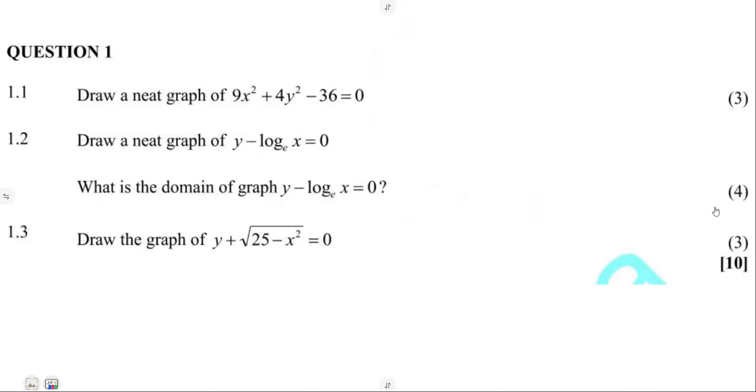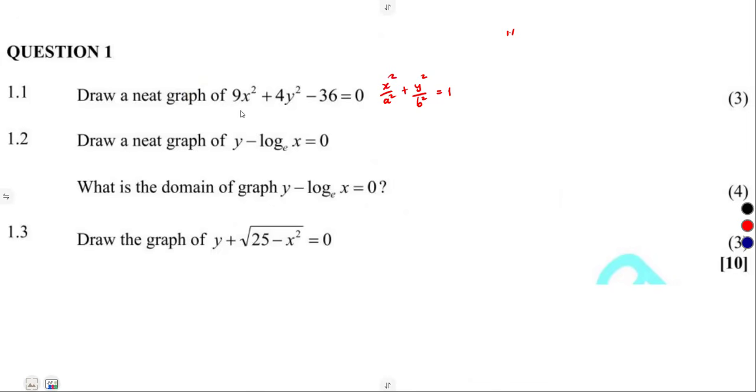Question number one. We are given question 1.1: draw a neat graph. All right, so from here we can see that this is an ellipse that we are given here, as these coefficients are different. So that is an ellipse, which we are supposed to have in the form x squared over a squared plus y squared over b squared is equal to a constant 1, which is the best way that we can have from the intercepts.